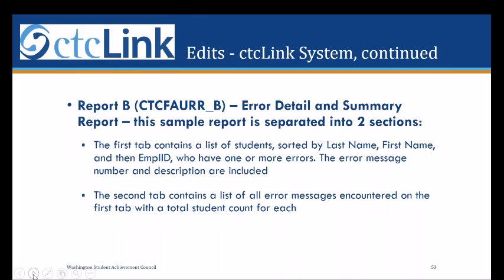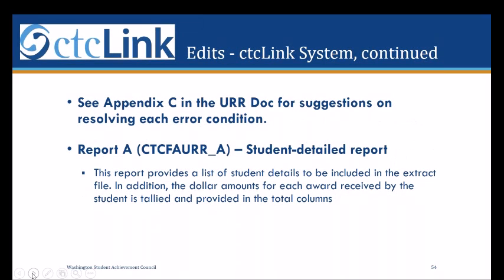Report B is your error and detail summary report. It is separated into 2 sections. There's the first tab that contains a list of students sorted by last name, first name, and EMPL who have 1 or more errors, and the error message, number, and description are included. The second tab will contain a list of all error messages encountered on the first tab with a total student count for each.